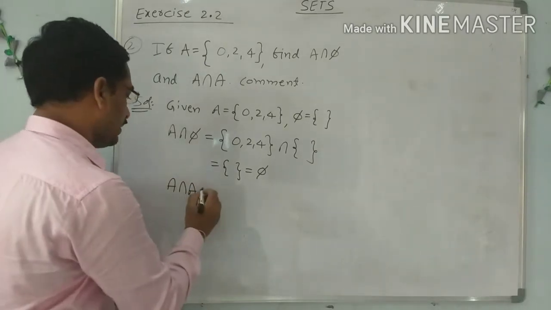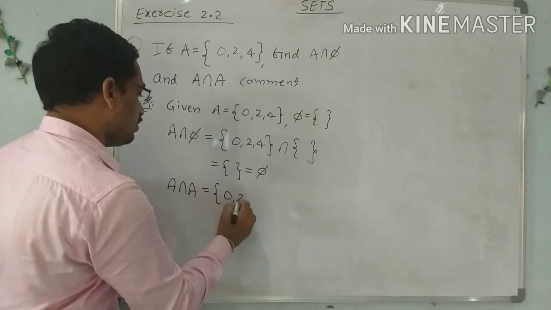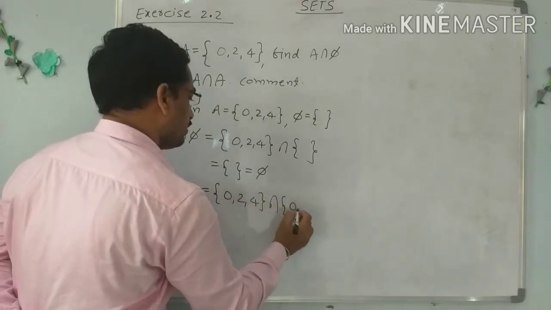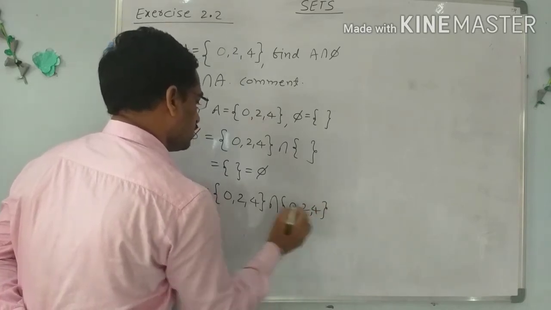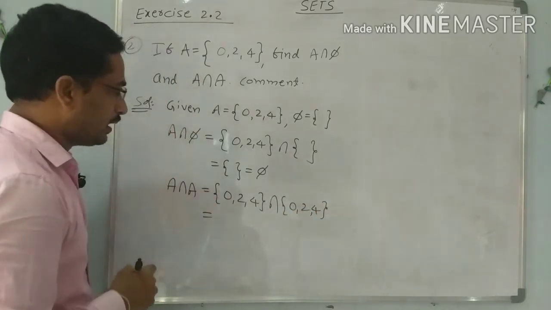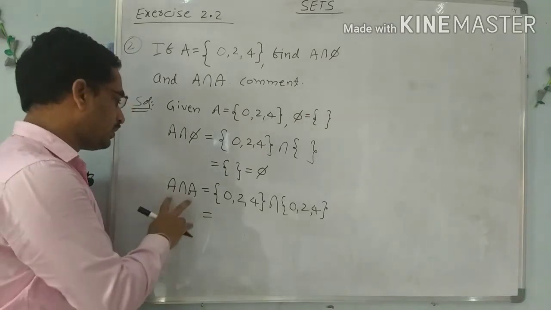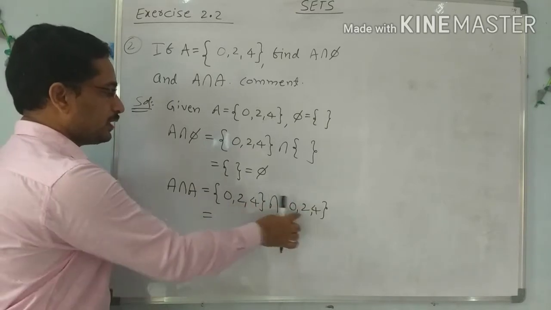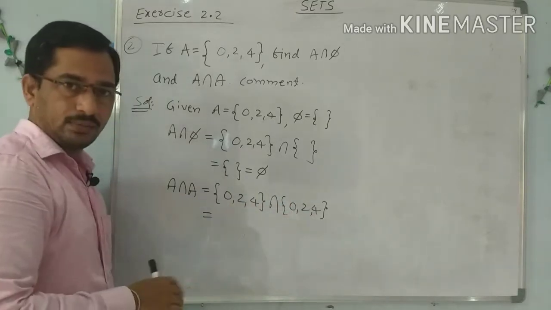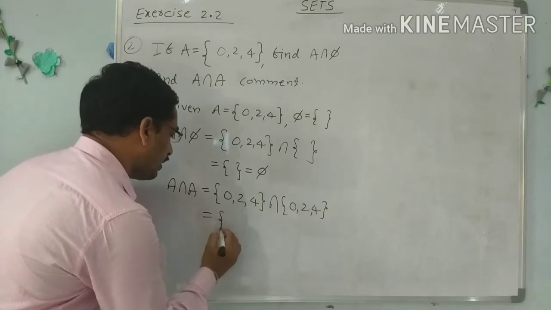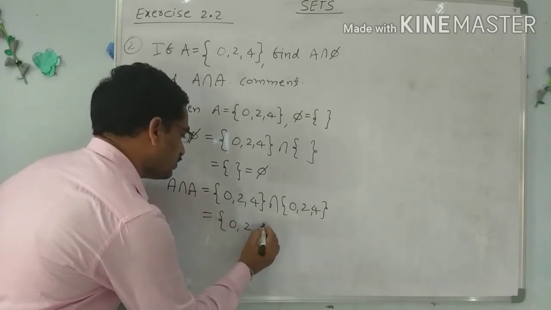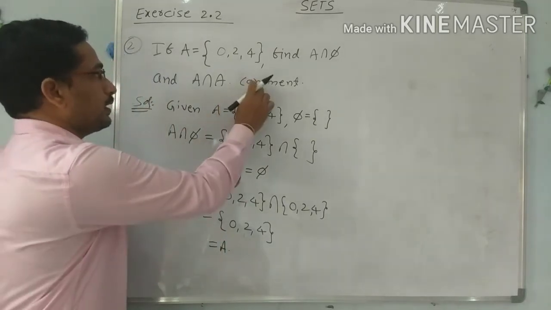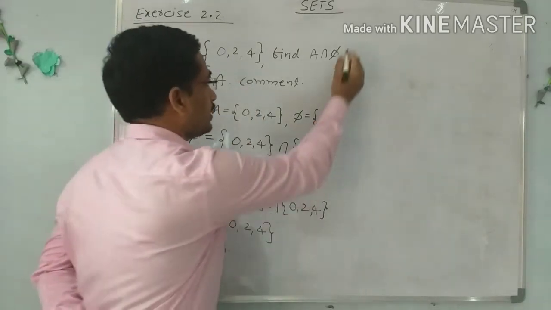Now next, A intersection A. Write the elements of A {0, 2, 4} intersection elements of A {0, 2, 4}. So intersection means the common elements that lie in both the first set and the second set. Here both the sets are the same. Then their intersection means 0, 0 same, 2, 2 same, 4, 4 same. 0, 2, 4 lie in both the sets. So write the common elements 0, 2, 4. So again it is A. Now what is the comment on this?